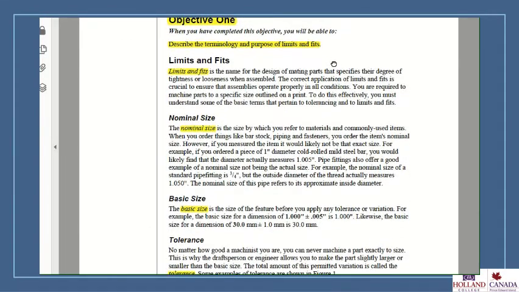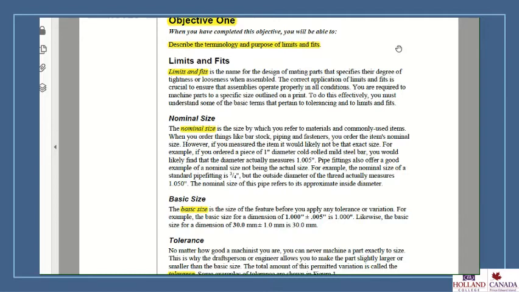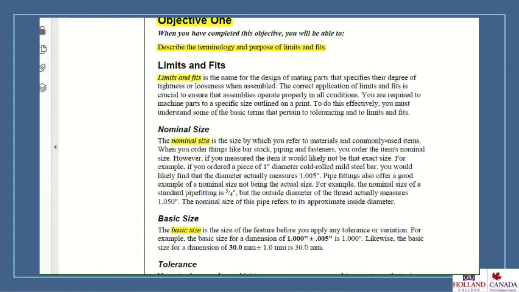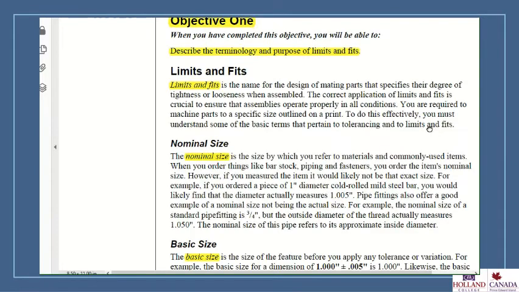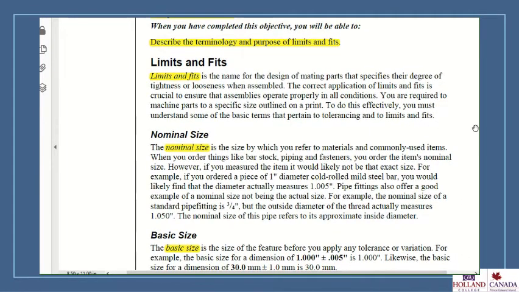Objective 1, describe the terminology and purpose of limits and fits. Limits and fits is the name and design of mating parts that specifies their degree of tightness or looseness when assembled. The correct application of limits and fits is crucial to ensure that assemblies operate properly in all conditions. You are required to machine parts to a specific size outlined on a print. To do this effectively, you must understand some of the basic terms that pertain to tolerancing and to limits and fits.